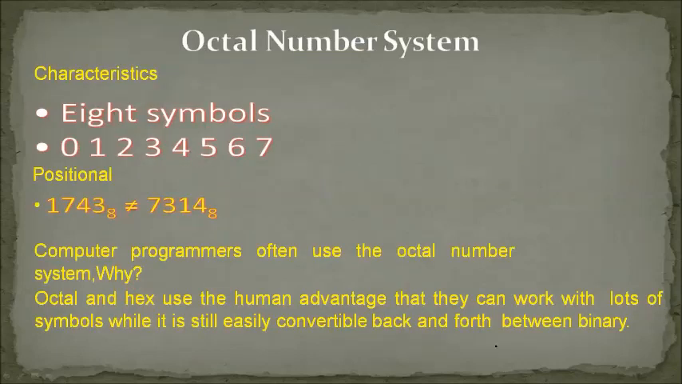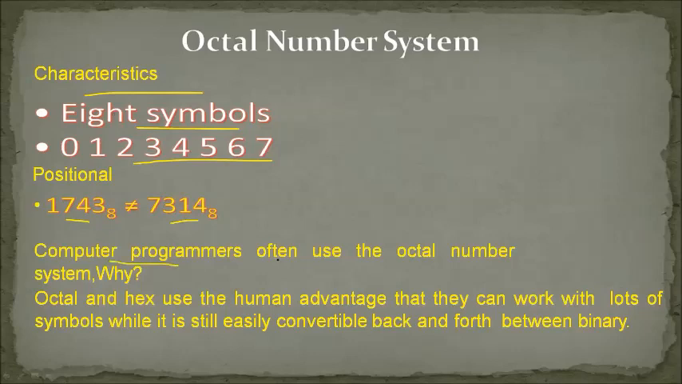Octal number system. So far, whatever we learned: the binary number system has base value 2, the decimal number system has base value 10, and hexadecimal has base value 16. Now the octal number system has 8 as its base value. In the same way, its characteristics: we have 8 symbols, the numbers from 0 to 7. And what is the positional value? Here also, if the position changes, the entire value changes.